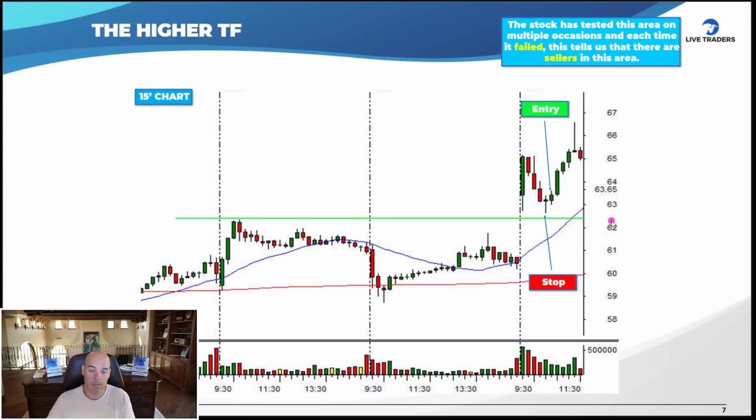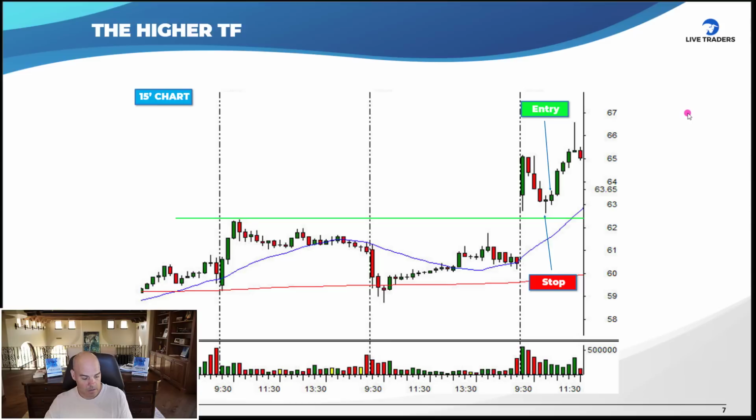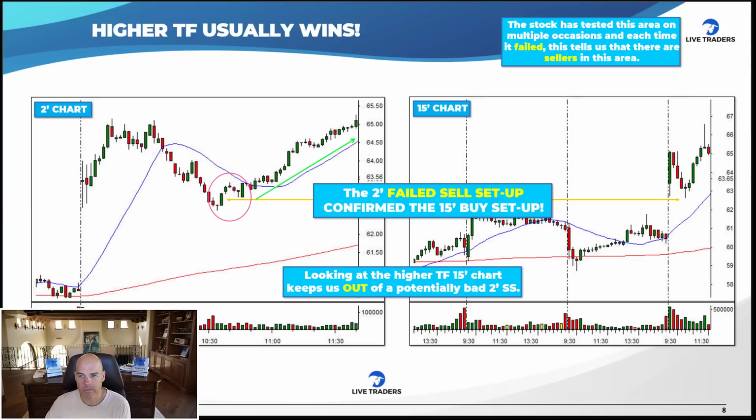Because the higher time frame, I knew I forgot to take this out of here. Hold on, let me delete that. Right, because the higher time frame suggests that you should. This is what that chart looks like on the 15-minute. So let's make this easier for you. Let's put them side by side. Right? This is the higher time frame. This is the 15-minute. This is the 2-minute. And this is what happened.